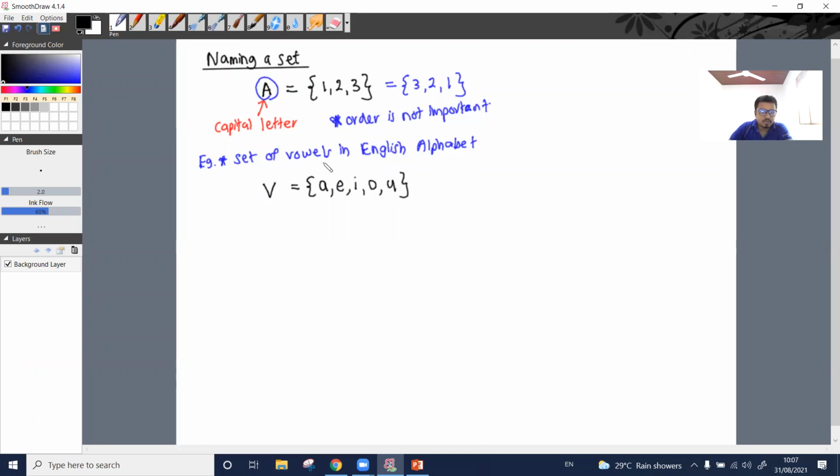How can we write the same using the set builder method? V equals the set of x such that x is a vowel of the English alphabet. This is how we can write the same using the set builder method.